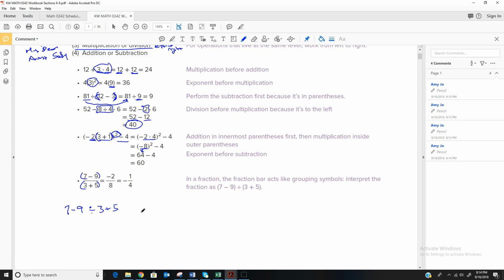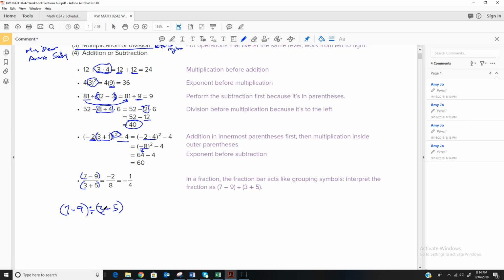And this doesn't get you the right answer. When you do it this way, the calculator thinks you want to divide 9 by 3 first, and then take 7 minus that and add 5. Remember, we want this on top and this on bottom done first.